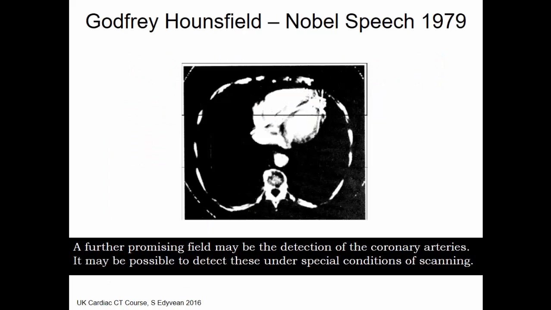1979, this image looks really terrible compared to what you're used to looking at. But he said that a further promising field may be the detection of the coronary arteries, and it may be possible to detect these under special conditions of scanning. I mean, such vision at that time, when he had just invented the ability to do cross-sectional imaging, and its first terrific response was actually in the scanning of the head, but to then be able to say that we might be able to see the coronary arteries was amazing. And obviously, there's no comparison with the images you're seeing today.